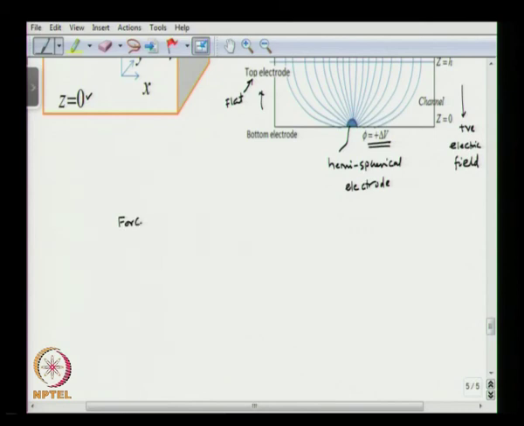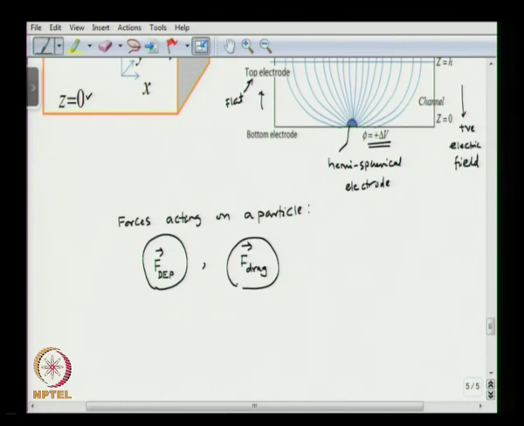So we are talking about forces acting on a particle. One is the dielectrophoretic force F dP, and the other one is the drag force. You would calculate the dP force and drag force individually, and for the trapping to occur, the dielectrophoretic force has to be greater than the drag force.